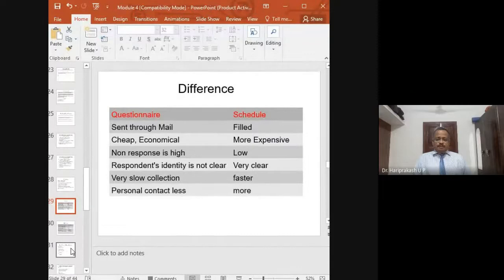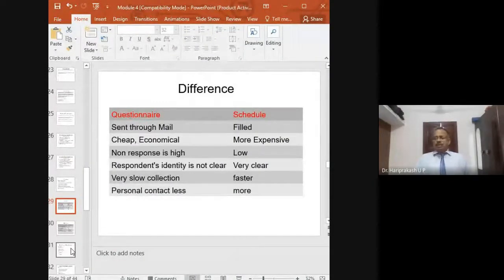Non-response is high in a questionnaire, because you are sending through social media or email or even post, and they can simply neglect it. They may not bother to fill your questionnaire. Some people who are very close, who know you, may respond. If you just send it to random people or even your friends, sometimes they may not fill it, right? So non-response may be high here in the questionnaire.